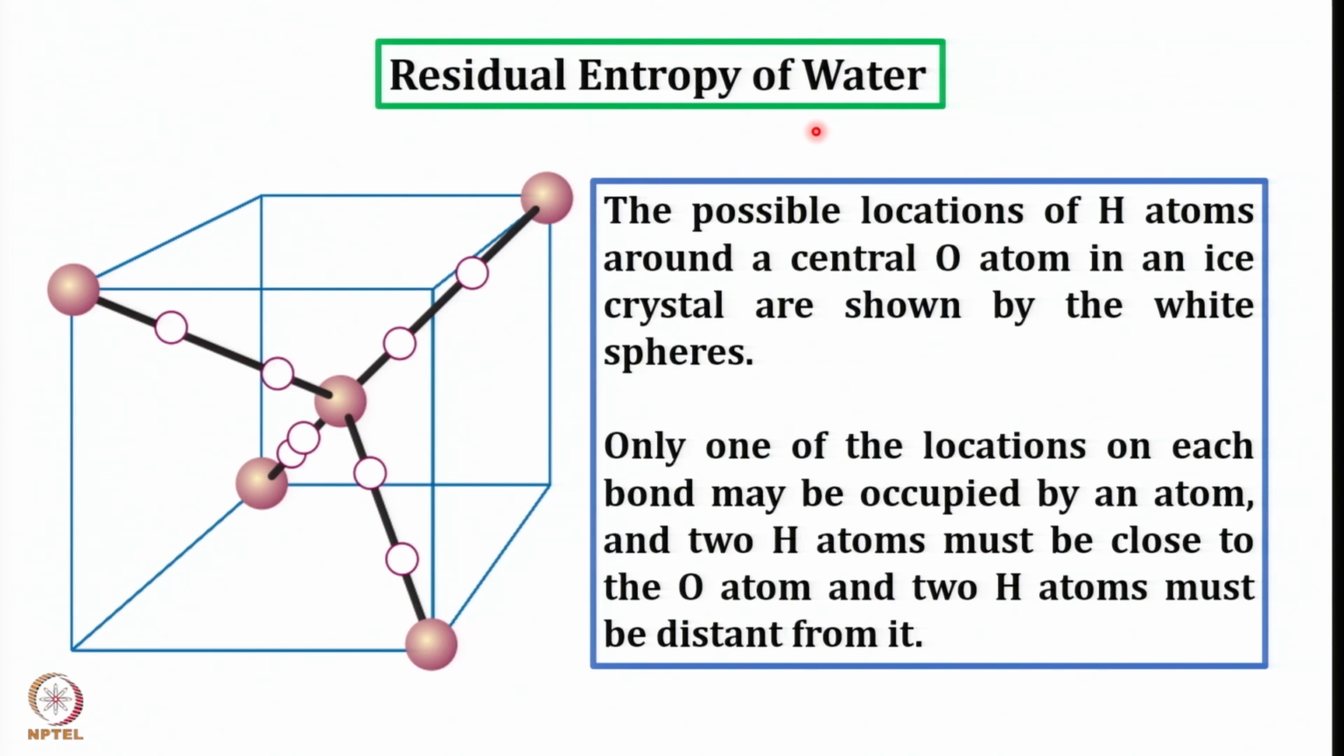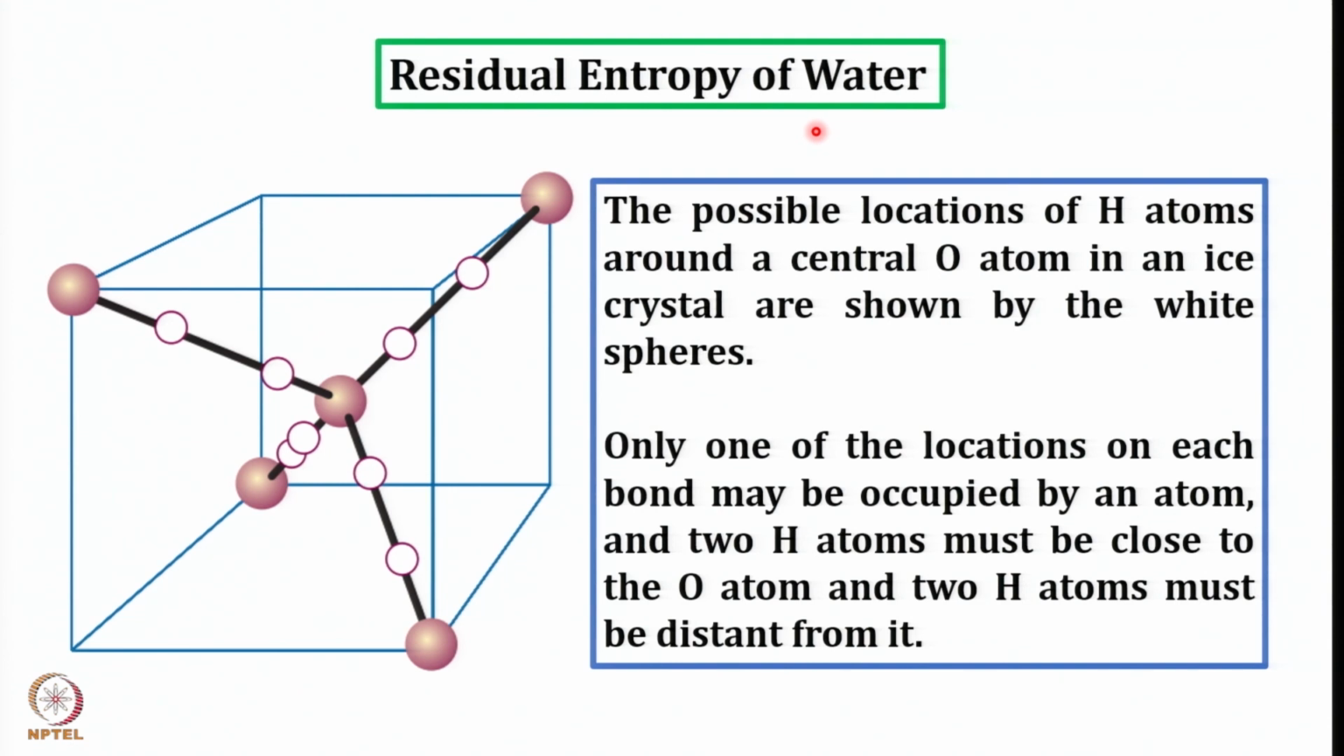Now, we are interested in understanding the residual entropy of water. That means, the entropy of water at T equal to 0, or absolute zero. The question that we are going to address is whether this residual entropy will be 0 or non-zero. Non-zero means it has to be positive.